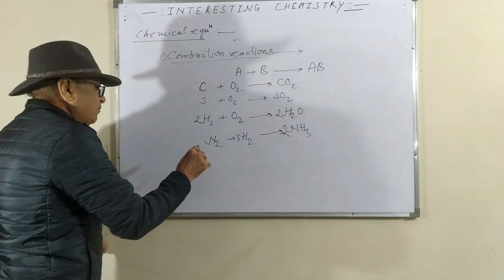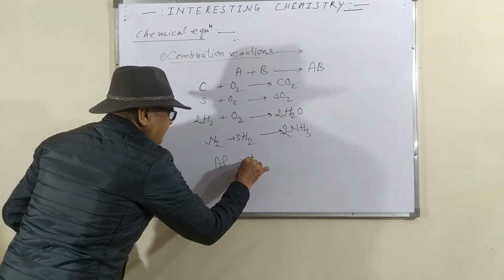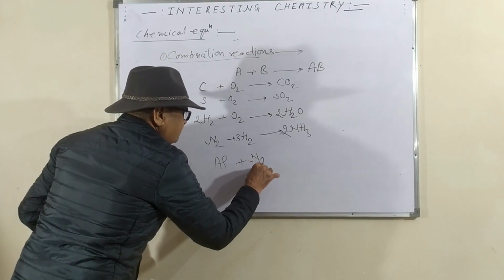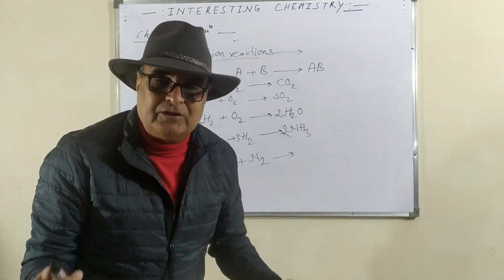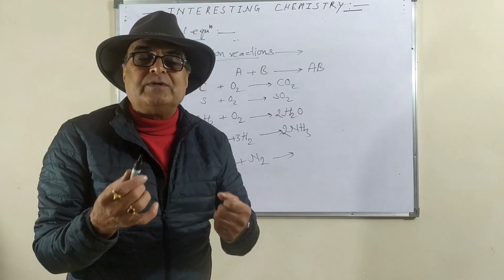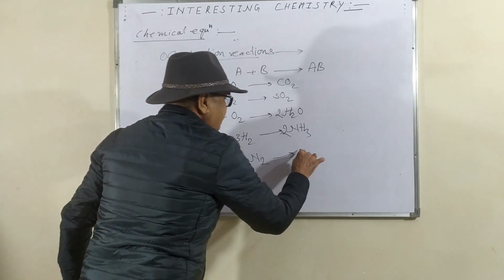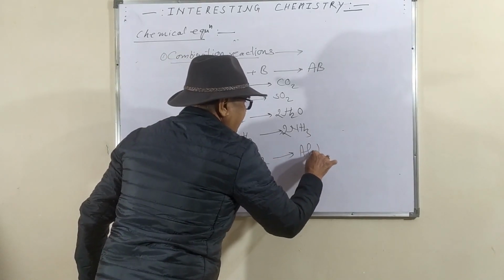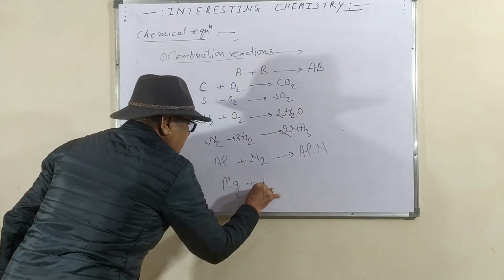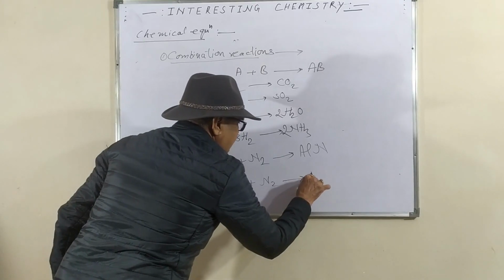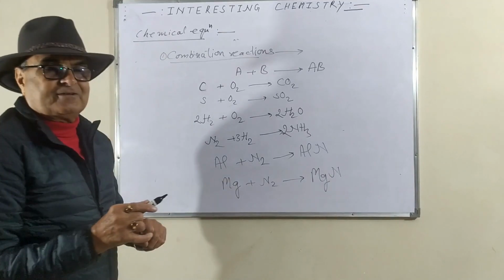I am giving you more and more examples to make you understand. Take an example: when aluminium is heated in the presence of nitrogen, what will happen? Combine both. What will we write here? AlN. And when magnesium is treated with nitrogen, I will write magnesium nitride.